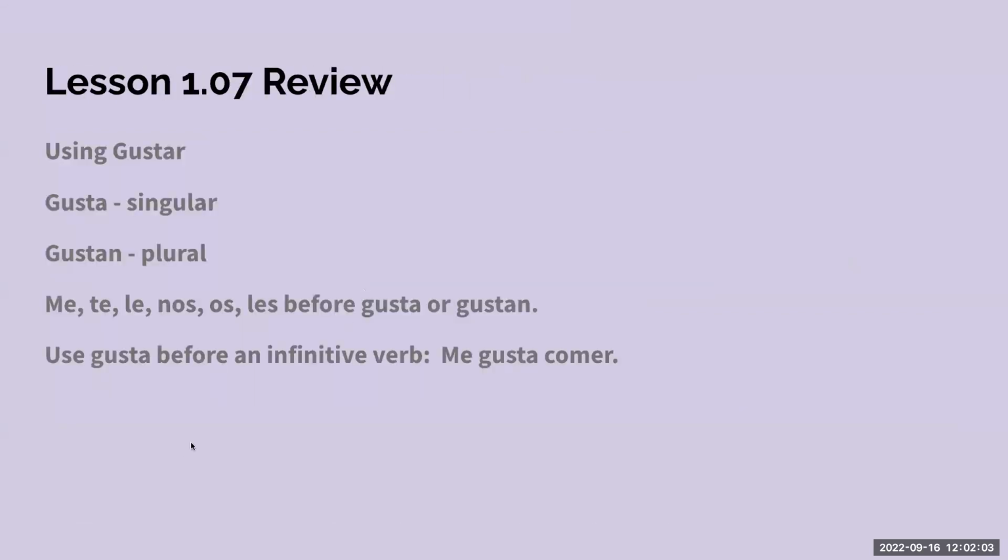All right, and then we use gusta, not gustan, when we're putting the verb gustar before another verb. One rule in Spanish is that when you have 2 verbs next to each other, the first verb is conjugated. So in this case, me gusta. The second verb is left as an infinitive, which would be comer. So this would be me gusta comer, I like to eat. We leave comer as the infinitive, but we only use the singular form of gusta. Okay. Any questions on this review of gustar?